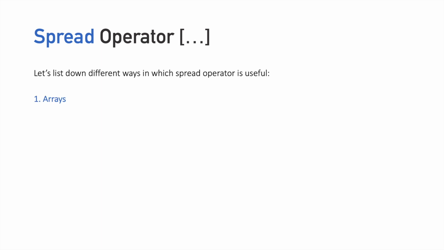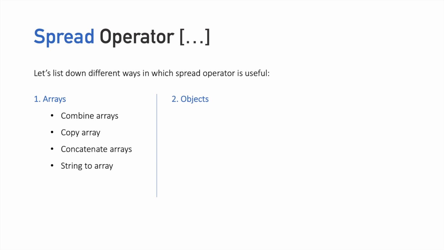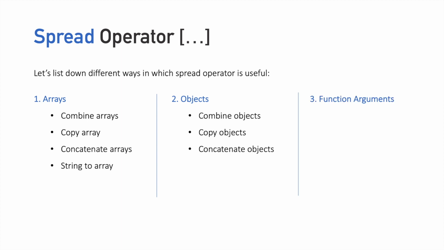So while working with arrays, we can use the spread operator to combine arrays, to copy arrays, to concatenate arrays, as well as convert string to array. Apart from arrays, we can use the spread operator with objects, to combine multiple objects, to copy objects, and to concatenate objects. Finally, we can use the spread operator with function arguments, to replace apply, and to use apply for new. So now let's take an example for each of these cases to understand how we can use the spread operator with arrays, objects, and function arguments.